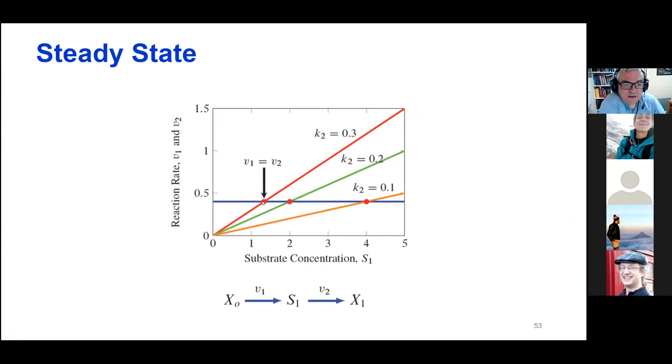What you notice is that the red, green, and orange lines cross the blue line. So the V2 line crosses the V1 line. Where it crosses is where V1 equals V2, and when both rates are equal, we're at steady state. So these crossing points mark the steady state solutions. If K2 is 3.3, the steady state solution for S1 is about 1.3. If I decrease K2 to 0.2, the steady state goes up to about 2. If I decrease even further to 0.1, the steady state increases to 0.4. So this is a nice way of depicting the steady state, and you can see that it changes as a function of the rate constant K2.